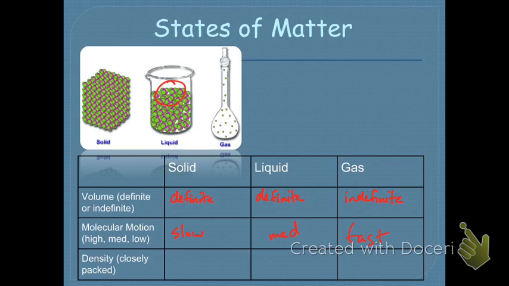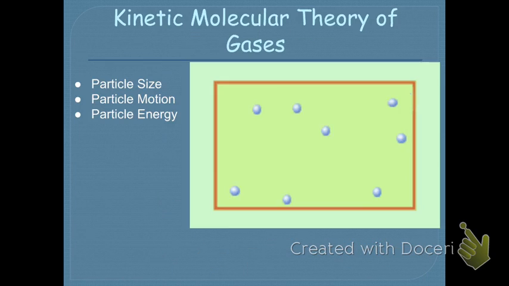And then this would be dense, not very dense, or I don't know. What would you put, like medium density? And then low density. So we can say, let's put high density here. Okay? All right, so that's your states of matter.